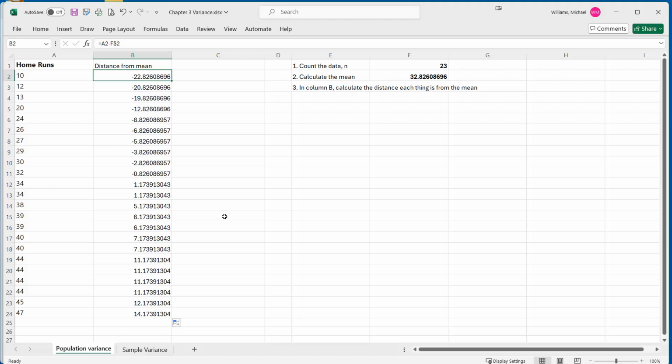Now we're going to need a third column. This is the last column we need. You see how some of these are negative and some of these are positive? Well, that's not good, because if we added them up now, they would cancel each other out, kind of, right? So we want to get rid of the negatives. We're going to square each number in column C. In column C, square each number that you calculated.